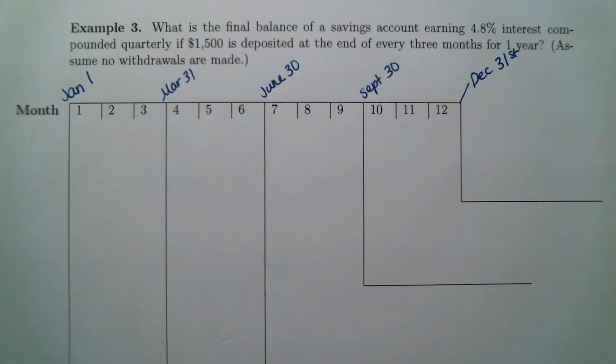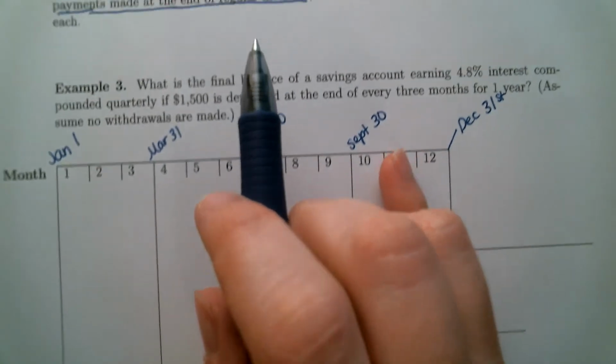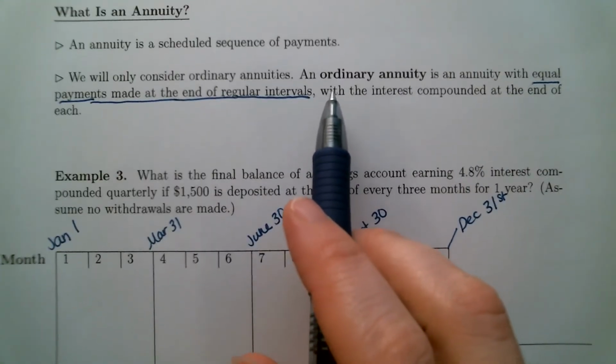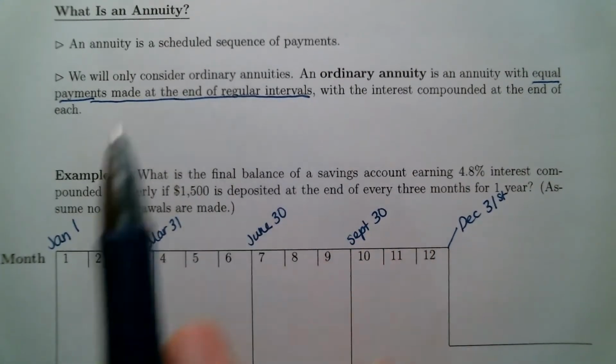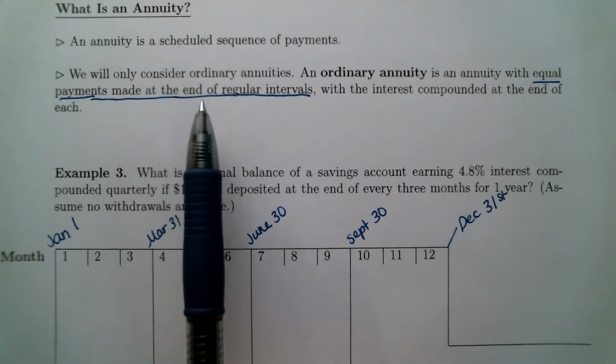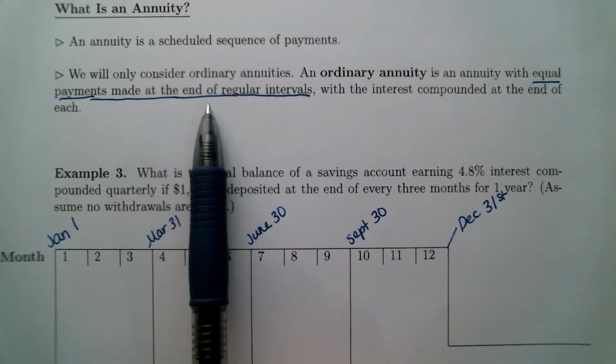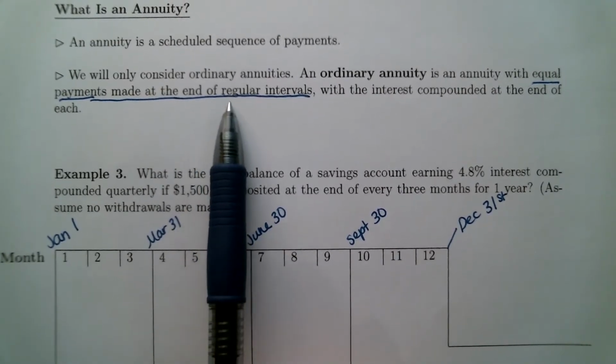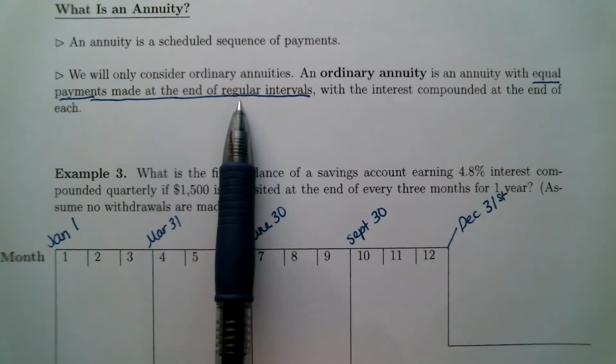So this is an annuity. The first thing you've got to do is open your account and make your initial deposit. Now you've got to be careful here. We said that we are only studying ordinary annuities, so you're making equal payments. We know that each of our payments is going to be $1,500. But the key here for mapping this out: the deposits are always made at the end of the intervals.